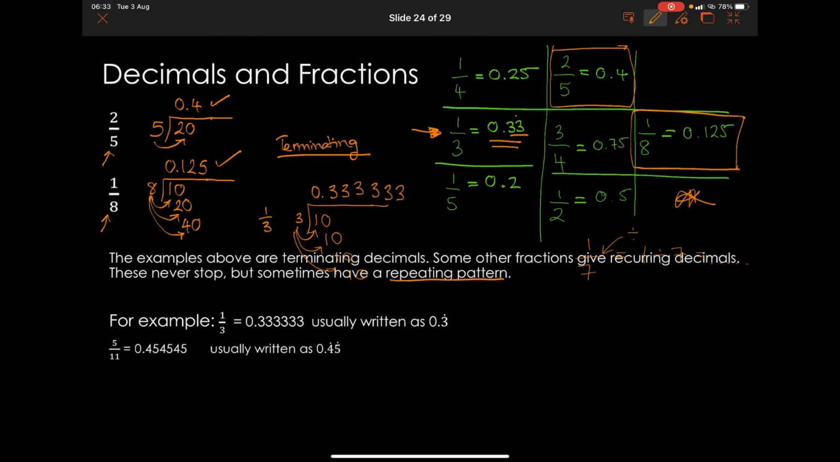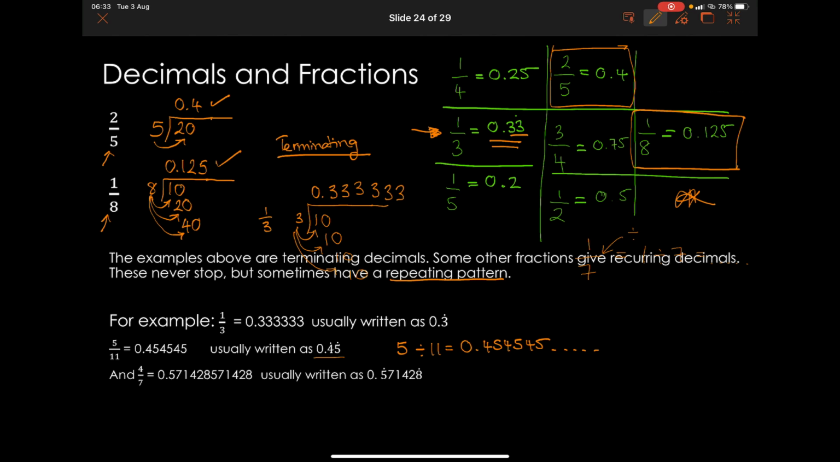If you typed in 5 divided by 11 on your calculator, you would end up with 0.454545, and it would keep going forever. So we can write that as 0.45, and we'd put a dot above both of the numbers to show that both of those numbers repeated themselves continually.